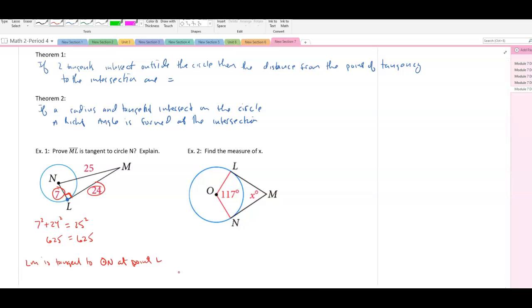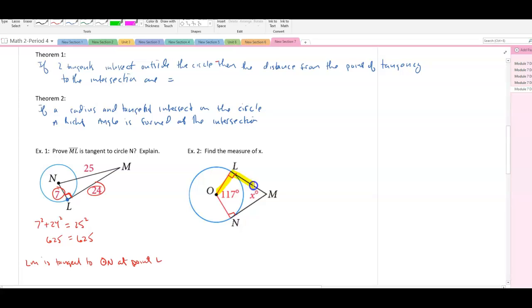All right, example 2. How can we find x here? Everybody's going to want to draw a segment from O to M, but that really doesn't do us any good. Think about what properties we just discovered. If I have a radius and a tangent line, anytime I see that, I'm going to mark right angles here.